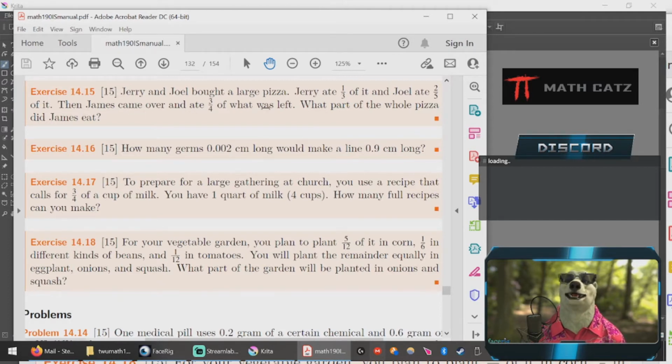Jerry and Joel bought a large pizza. Jerry ate 1/3 of it, and Joel ate 2/5 of it. Then James came over and ate 3/4 of what was left. What part of the whole pizza did James eat?